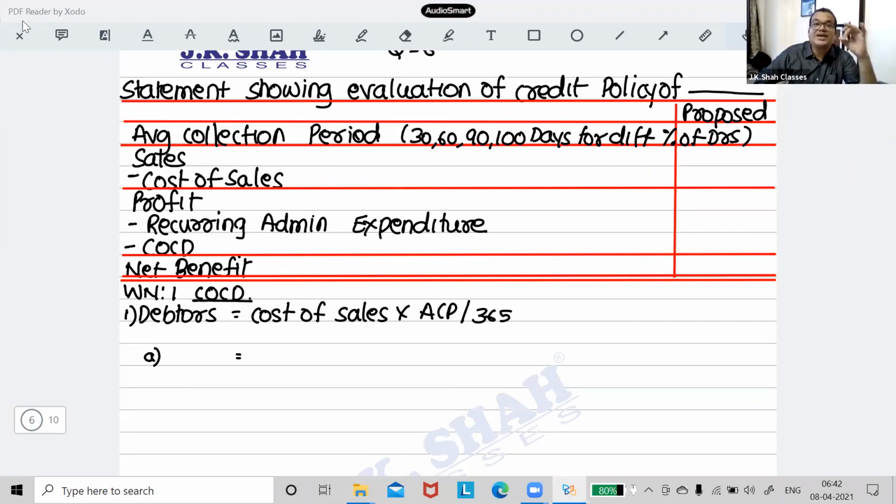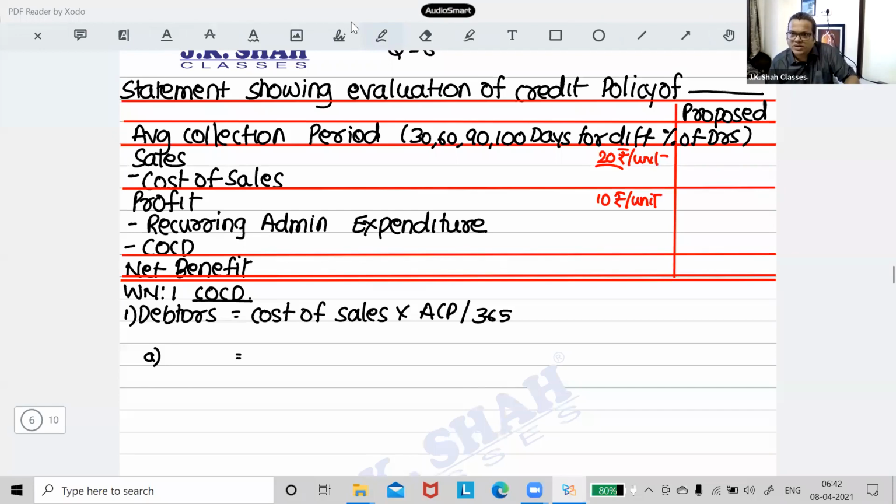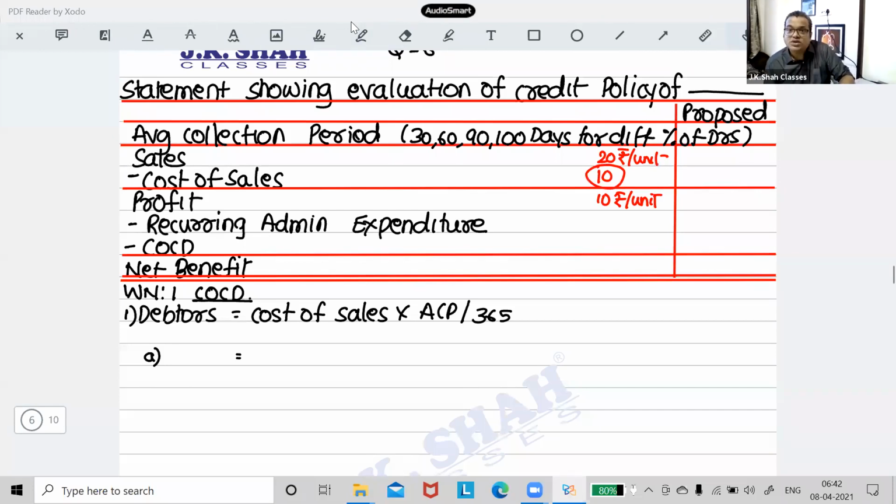Anywhere, did we get the bifurcation of the cost into fixed and variable? No. So this is 20 rupees per unit. This is 10 rupees per unit. That's what is told. So the cost continues to be what? 10 per unit. Okay. So now what we know, how much is the total sales over here?